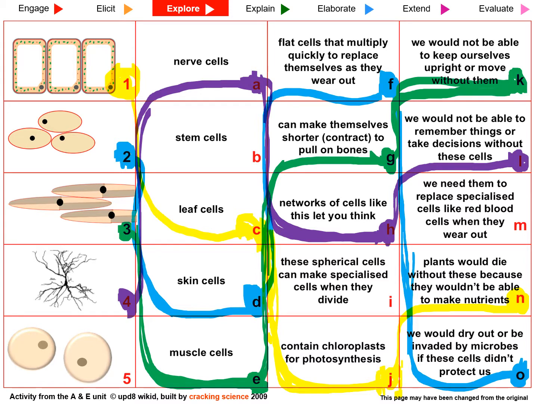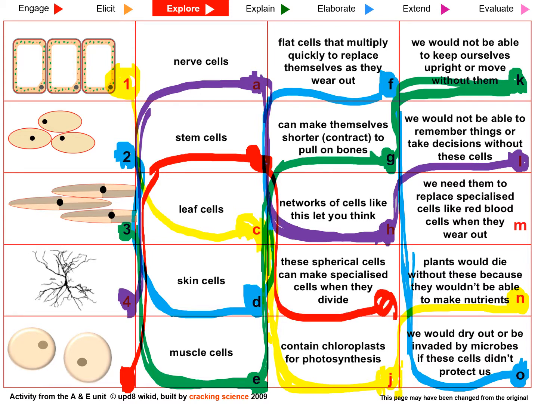And then finally, our last one here is our stem cell, and that will go up here to B. They are spherical cells that can be specialized and divide into any type of cell when they do division, and if we didn't have them, we would not be able to replace specific cells like our blood cells when they die and need replacing. Okay, so this is just a little practice of identifying and talking about each of the different types of cells, and hopefully you did pretty well.